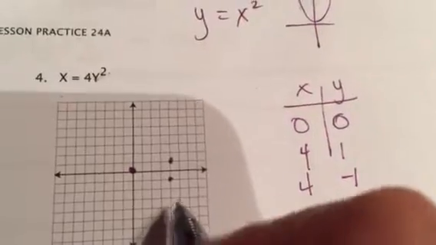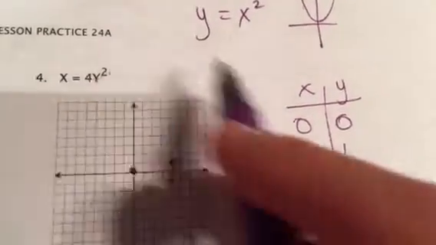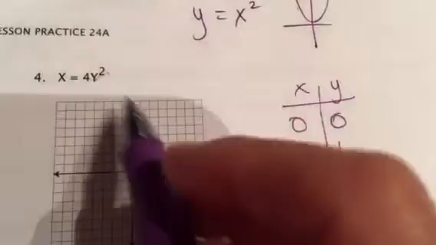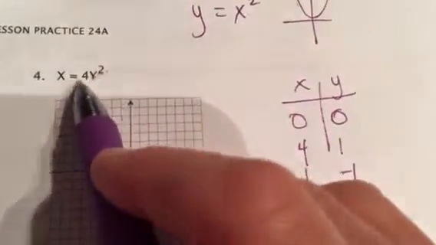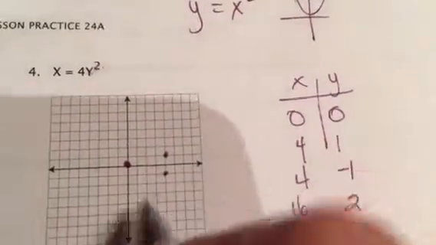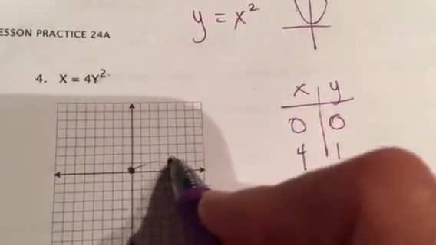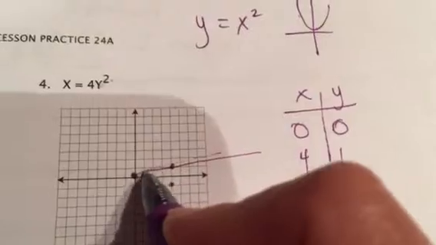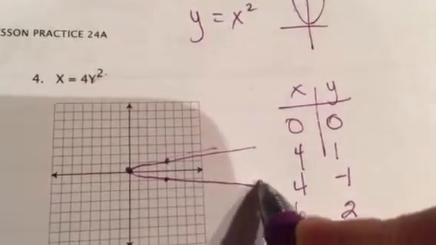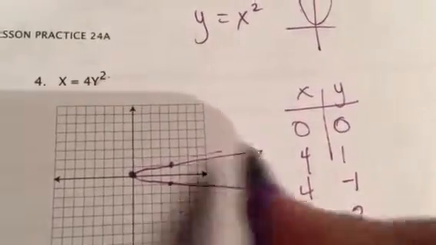That's probably enough. If you want to plug in more, that's fine, but you can see it's going to get really big. If I plug in a 2, 2 squared is 4, 4 times 4 is, what, 16? So gosh, you're way out here, and it's going slow. It is getting bigger, but really slowly. So there's your very skinny parabola, like we talked about, that opens to the right.